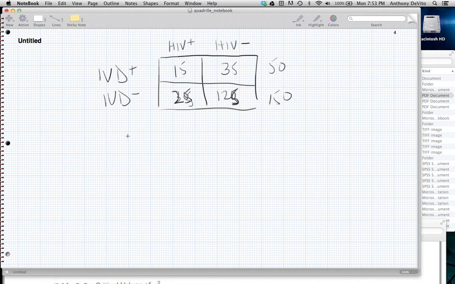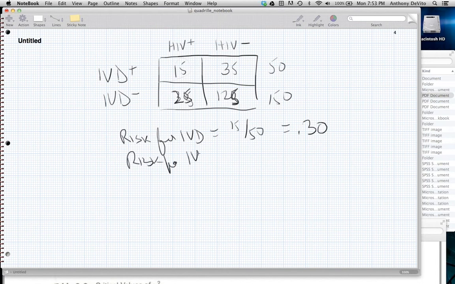Based on what we see here, what would you say your risk of being HIV positive is if you're an IV drug user? Okay, it's going to be 15 over 50, right? Out of 50 people, 15 were HIV positive, so it's 0.3, or 30%, a probability of 0.3. If you're not an IV drug user, what's your risk of being HIV positive in this population? 25 out of 150. So what's that percentage?